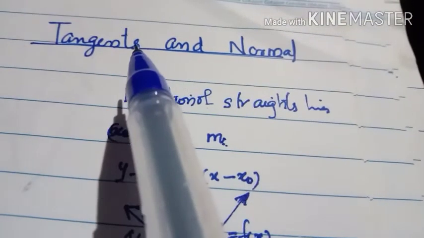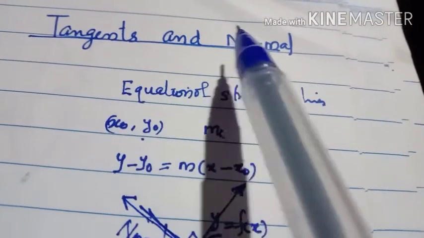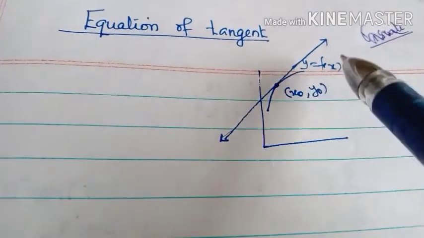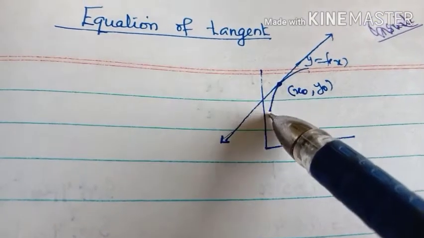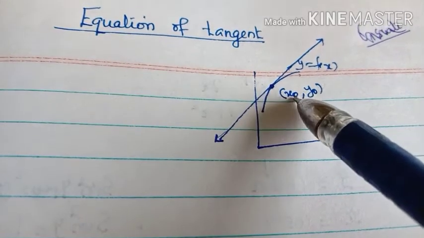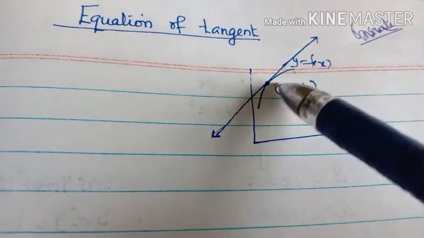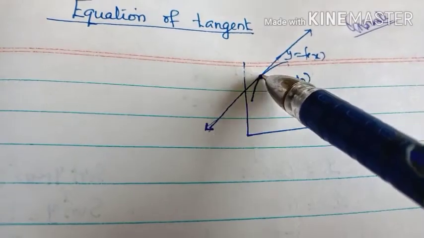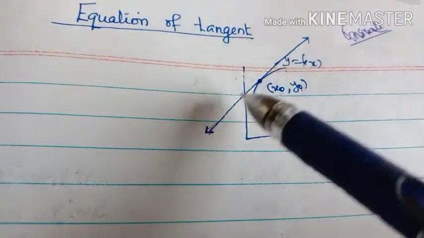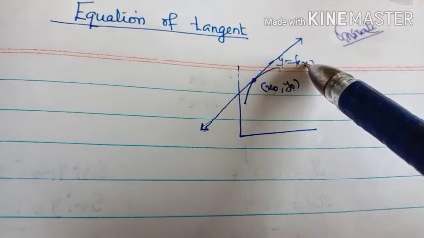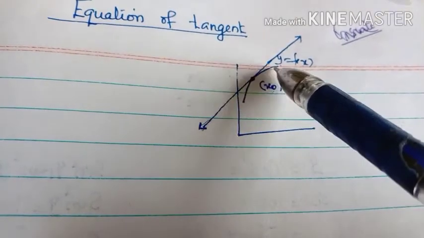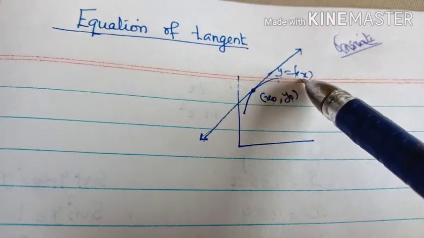Now see how we can find the equation of tangents and the equation of normals. To find the equation of tangents, see, this is a curve y equal to f of x. Let us take this point. Coordinates are x0, y0. Now this line touches at this point, and therefore this line is tangent to the curve y equal to f of x. We are going to find the equation of this tangent line.